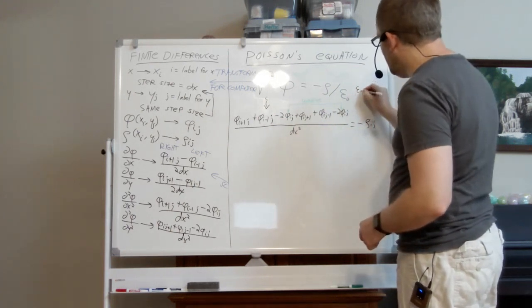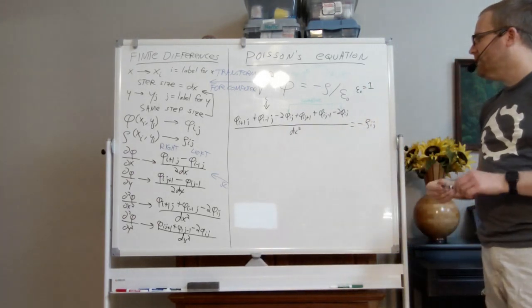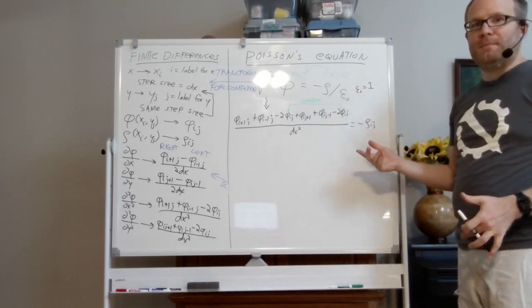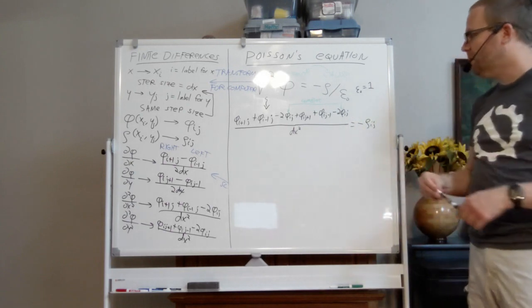And let's go ahead and put in our epsilon naught equals 1, just so we have one fewer thing to write down here. When you want to work with real units, you just put in the actual value of epsilon naught. Wherever the rho is, it'll have a divided by epsilon naught there. It doesn't really show up anywhere else.